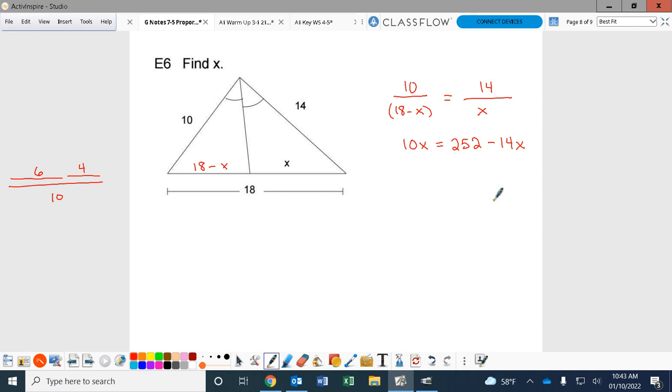Oh, what do we do to solve this? Which one do we move? Yeah, get rid of that 14x. Add that 14x to get it away from it. Makes it 24x equals 252. Divide by 24. Does it divide evenly? 10.5. Does it need to be rounded to 10.5 or it's just 10.5? Just 10.5. There we go.